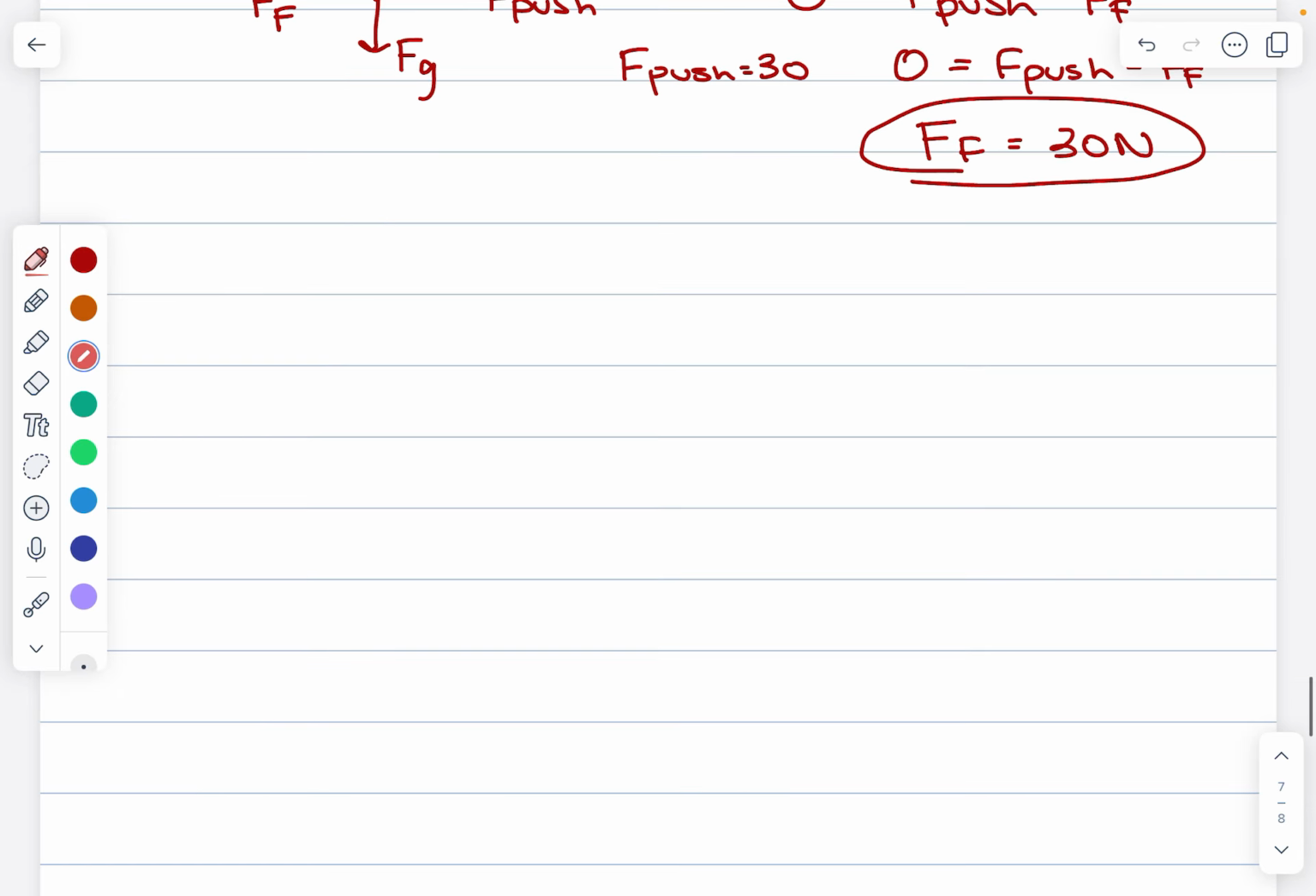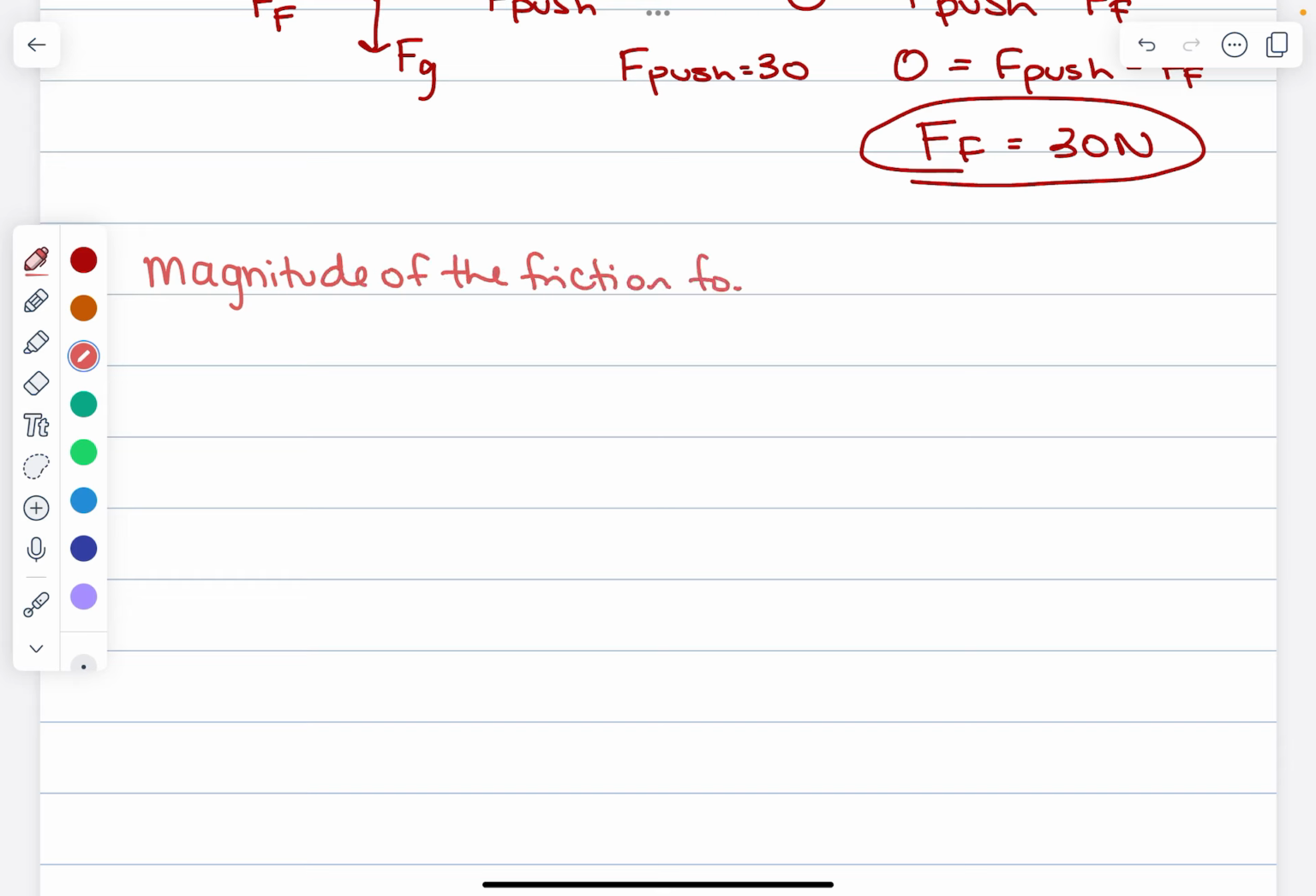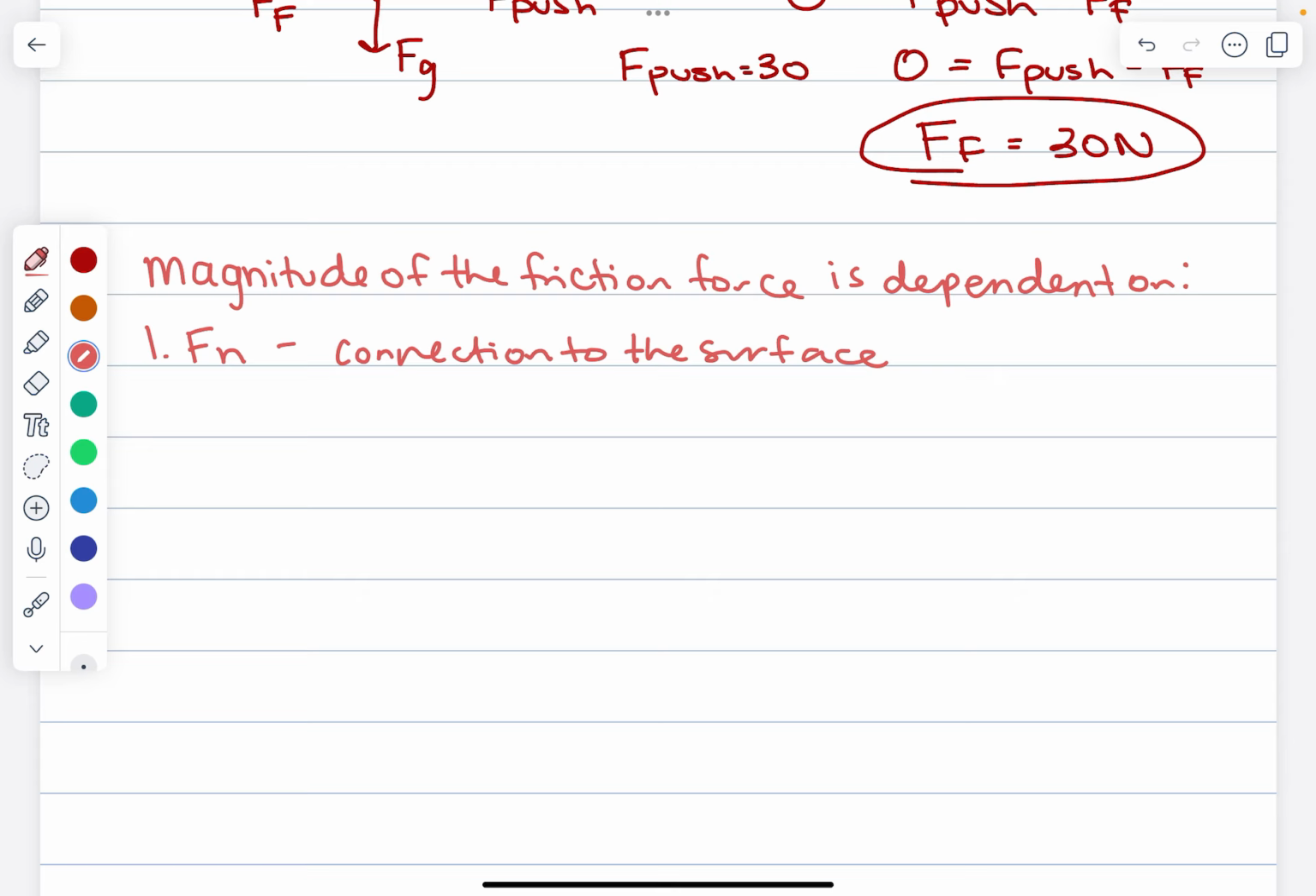It turns out that the magnitude of the friction force is dependent on two things. The first is the normal force. That's the connection to the surface, right? The normal force is the surface pushing up on my object. So the amount of that force that the object is being pushed up on by the surface is going to help determine how much friction they have. The more normal force, the more friction.